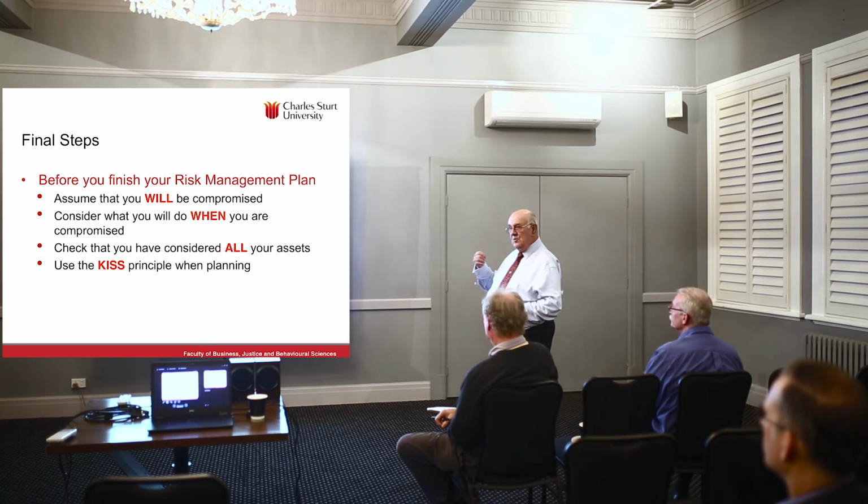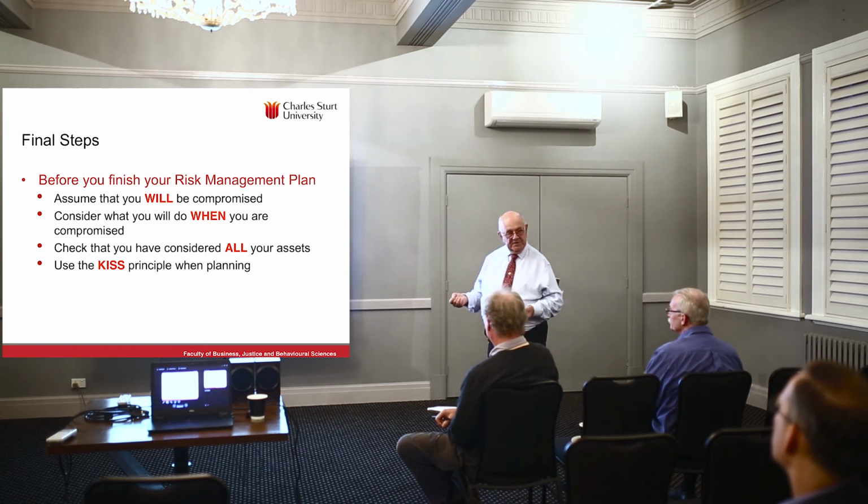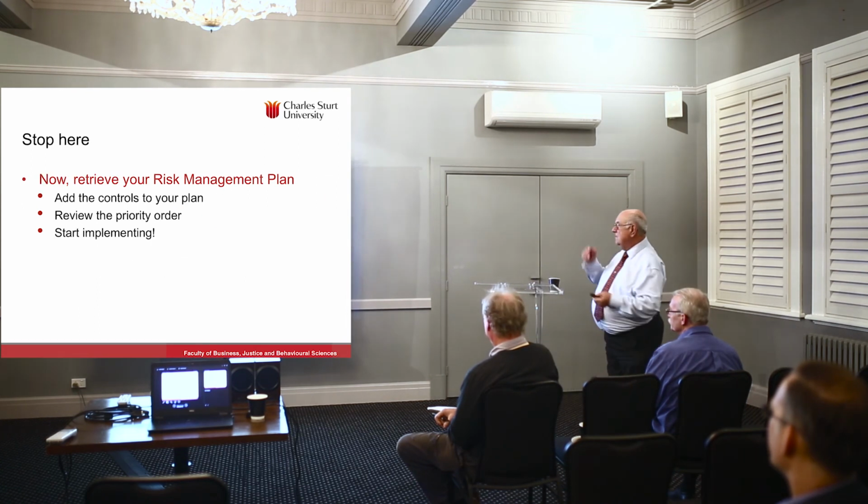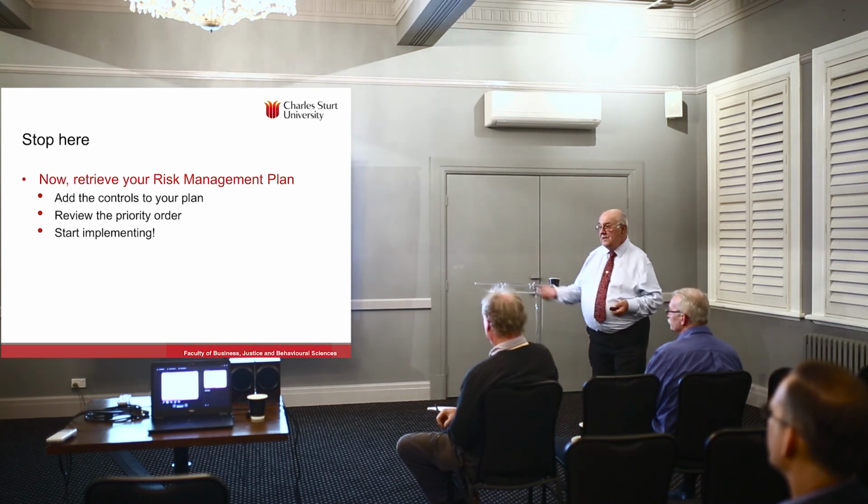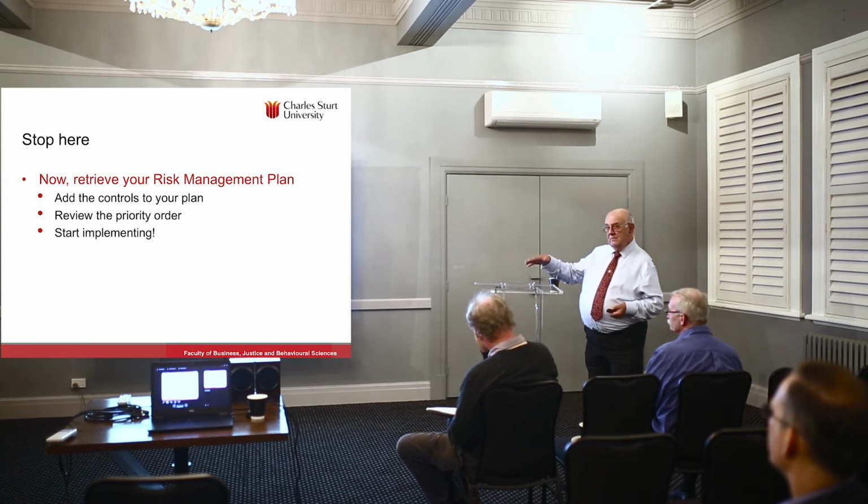What am I going to do? Check that you've considered all of the assets. And when you're doing that plan, use the KISS principle. We all know what the KISS principle is. Anybody not sure? No? Okay. And now, do the plan. Put the controls into the plan you've done earlier. Review the priority order. Review the plan. Start implementing. Start at number 1. Work through.